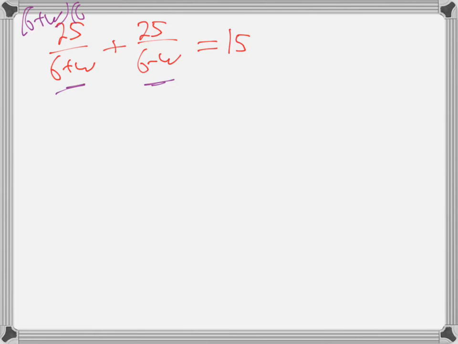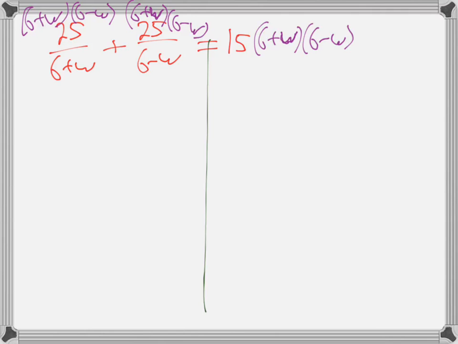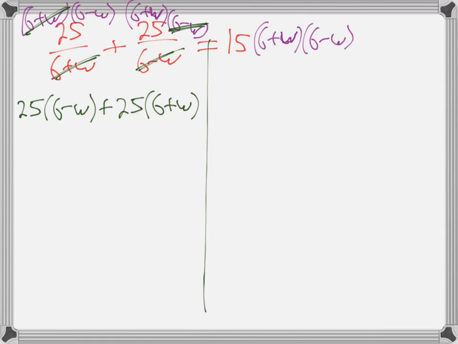6 plus W, 6 minus W, right? The whole common denominator, all the denominators together, top. Isn't that what we always do when we got fractions? Here's my equal sign, my wall of separation. So now what do you do? You cancel and multiply what's left over. Cancel these 6 plus W's, what's left over? 25, 6 minus W. Plus, cancel the 6 minus W's, what's left over? 25, 6 plus W.